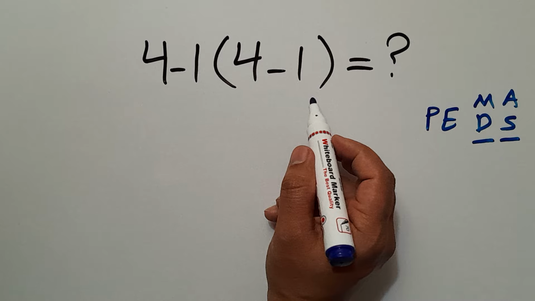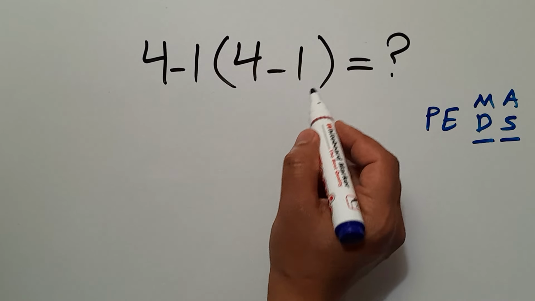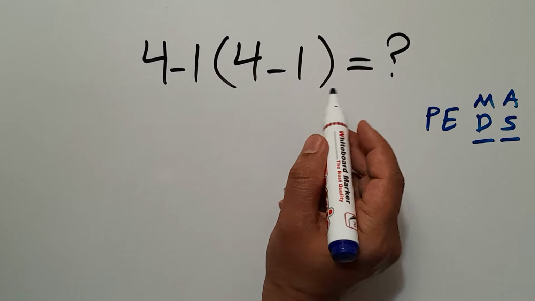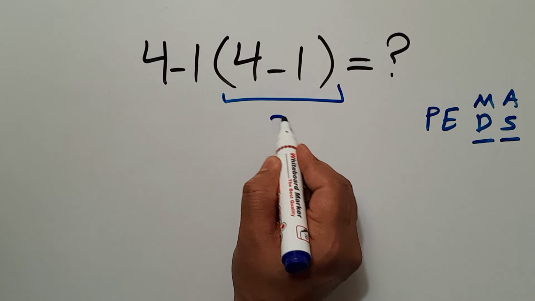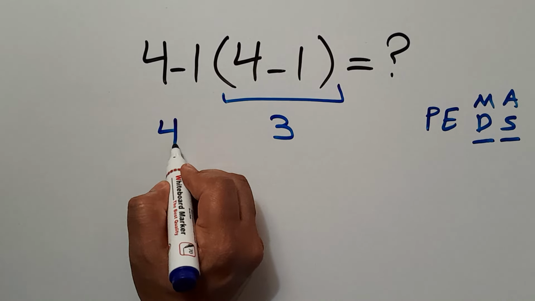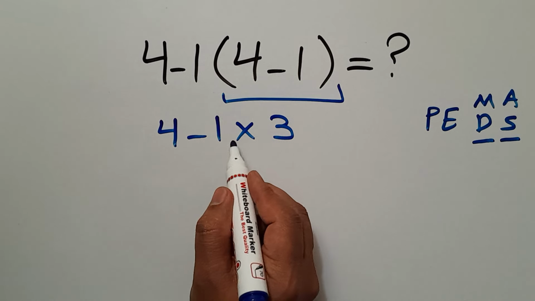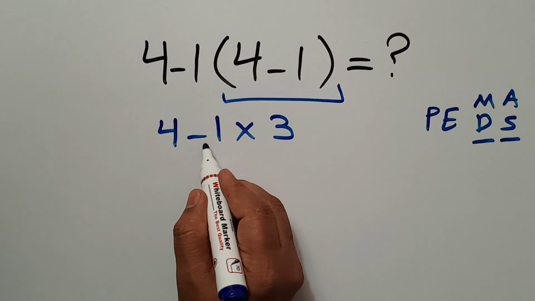So here, first we have to do this parentheses. Inside this parentheses, we have 4 minus 1, which equals 3. So we have 4 minus 1, then times 3. Now we have one multiplication and one subtraction.